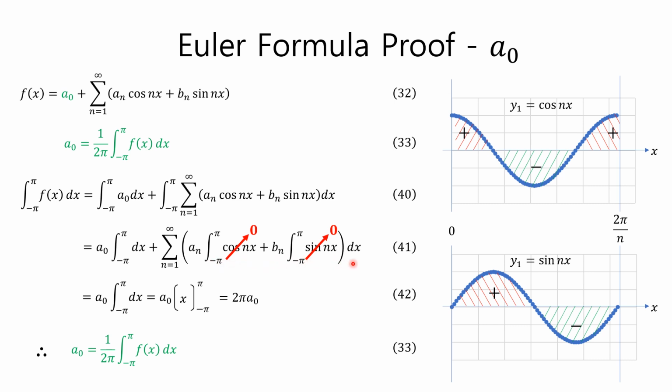When cosine nx is integrated in equation 41, as shown in the figure on the right, the integrated value of one cycle section, 2 pi over n, is 0, so the integrated value from minus pi to plus pi is also 0. Also, when integrating sine nx, as shown in the figure below right, the integrated value of one cycle, 2 pi over n, is 0, so the integrated value from minus pi to plus pi is also 0. Therefore, all sigma function terms are eliminated, and the integral on the right side of equation 40 becomes 2 pi a0. By rearranging equation 42, a0 can be expressed as equation 33.